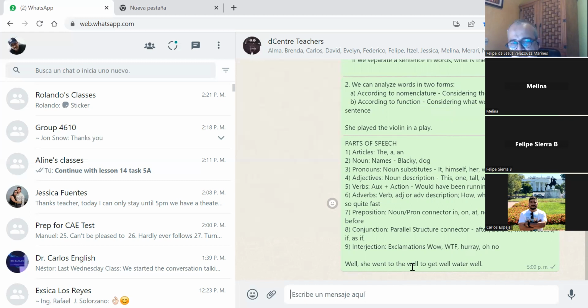After articles, we have a noun. So "she went to the well." What is a well? A hole through which we get water. "Ella fue al pozo." "To get well water": well is describing the water, so it's an adjective, the kind of water from the well. "To get water well": well is how she did it, so it's an adverb.